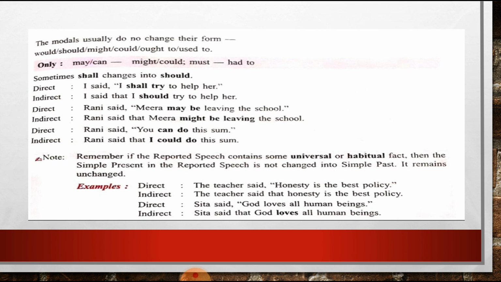The other sentence: Sita said, "God loves all human beings." Sita said that God loves all human beings. So there is no change in this. The sentence of present tense stays the same, "loves" only. So that was all about the tense changes.